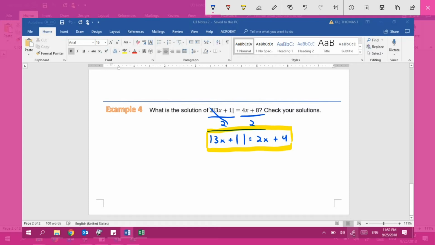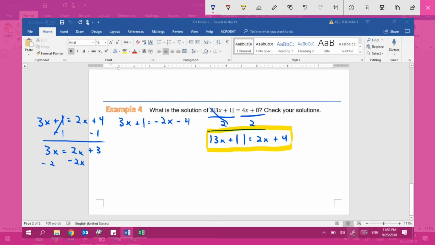Okay, so now let's write our two equations then. We've got 3x plus 1 equals 2x plus 4. My other equation, the negative version, is going to be 3x plus 1 equals negative 2x minus 4. Remember, the negative sign goes to every term on the right side. Okay, so let's solve then. We're going to subtract 1 from both sides here. That leaves me with 3x equals 2x plus 3. Then let's subtract 2x from both sides. And that leaves me with x equals 3. So one of my answers is x equals 3.